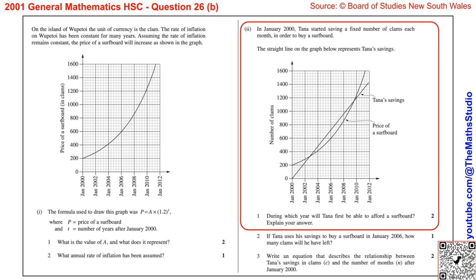Part 2. In January 2000, Tana started saving a fixed number of clams each month in order to buy a surfboard. The straight line on the graph below represents Tana's savings. 1. During which year will Tana first be able to afford a surfboard? Explain your answer.